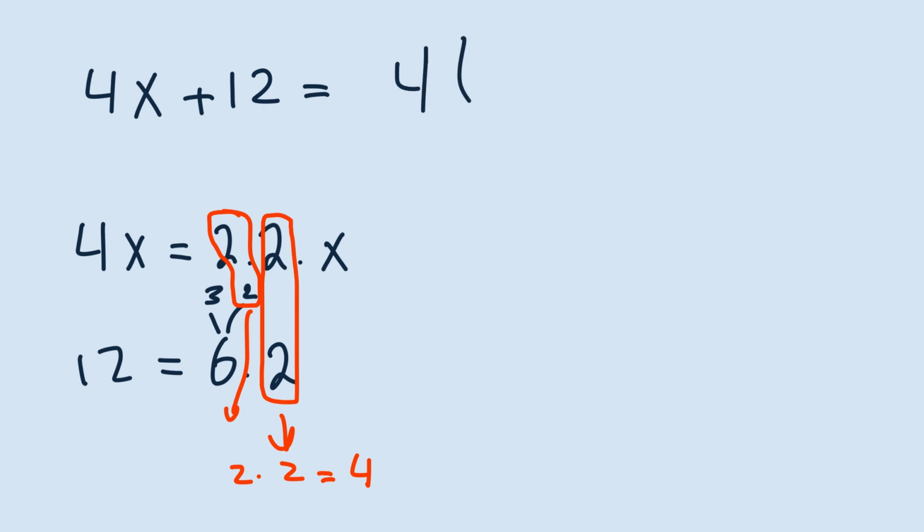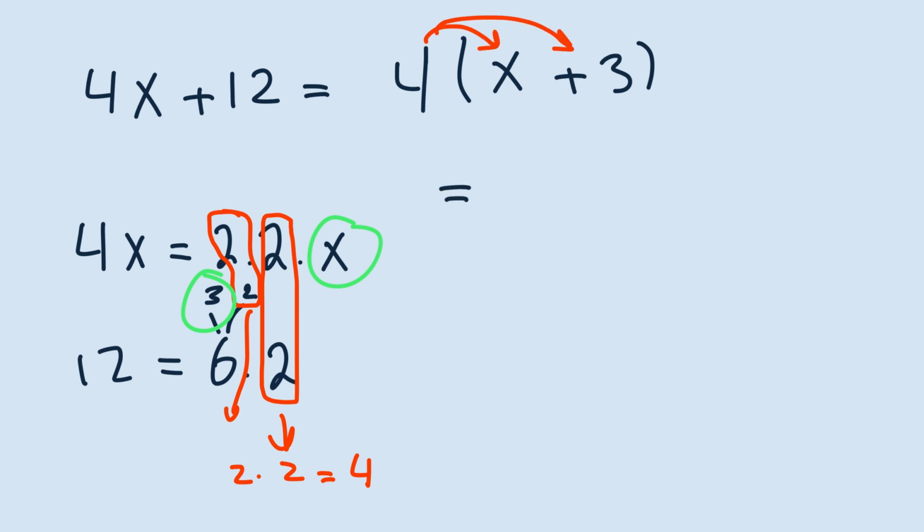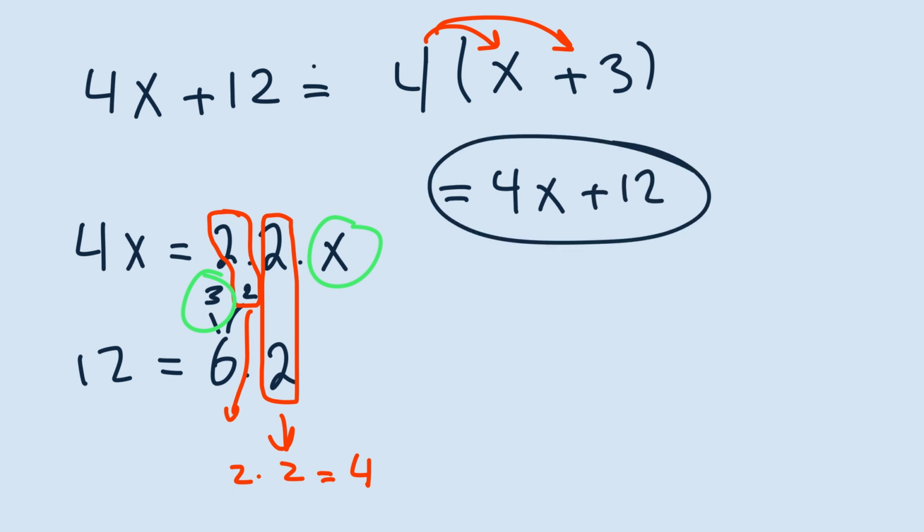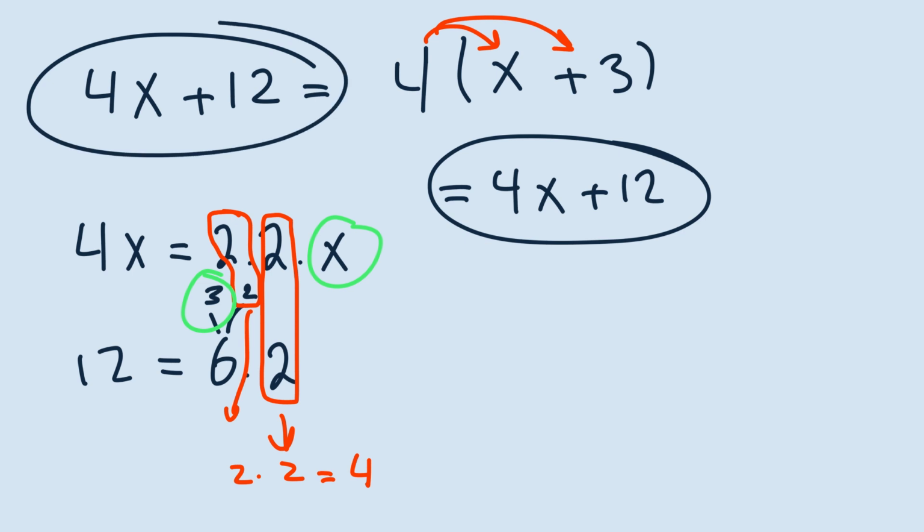And whatever is left, up and down, we have to put between the parentheses. Up we have x left. Let me just circle it for you. So we have x left and down we have a 3. So we have x plus 3. Let us now check our answer. I will have to multiply 4 with these two terms. So 4 times x is 4x and 4 times 3 is positive 12. As you can see, we have 4x plus 12, which equals the 4x plus 12 that was already mentioned in the question.